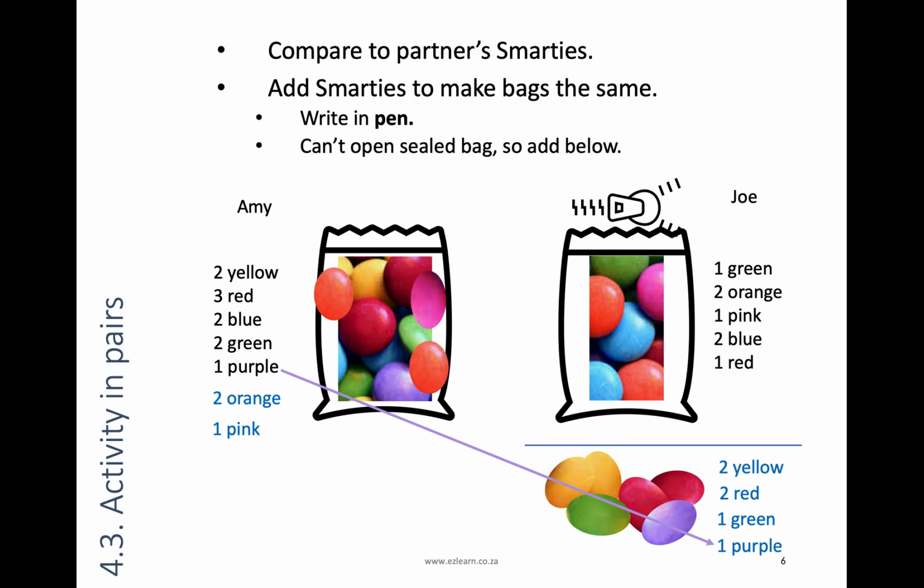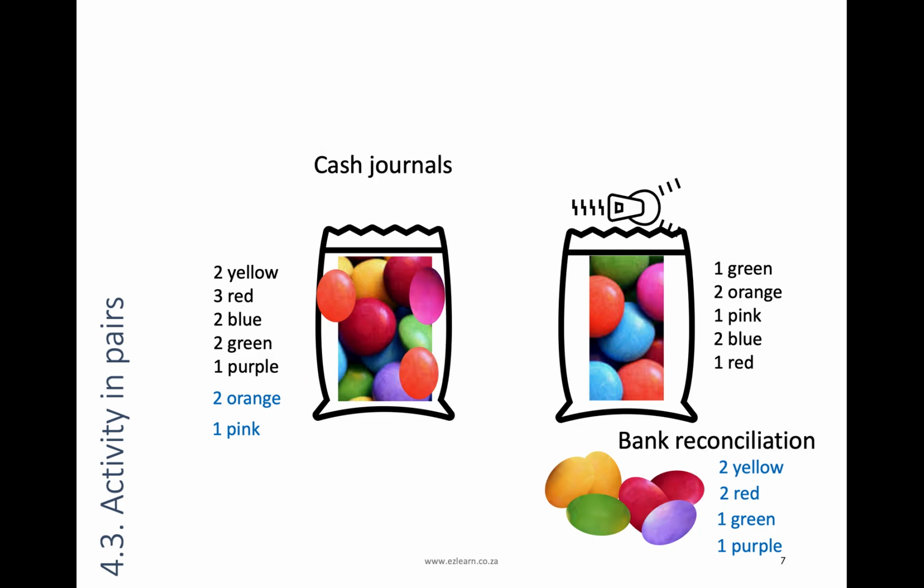And then lastly, Amy has got a purple one that Joe doesn't have, so we need to give that to Joe. If you look at them now, can you see that each of them have actually got exactly the same Smarties? They've both got the same number, and they've even got the same colors. So what on earth was this? Well, what you've just done is a reconciliation.